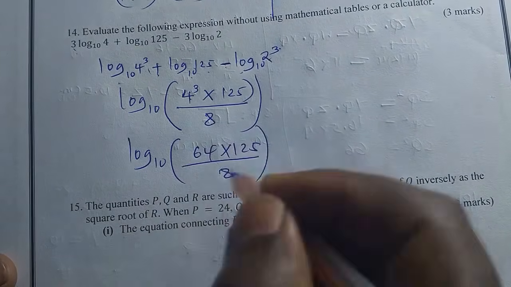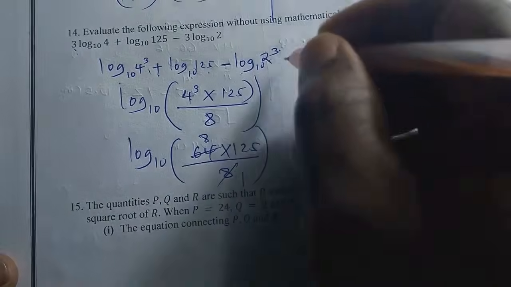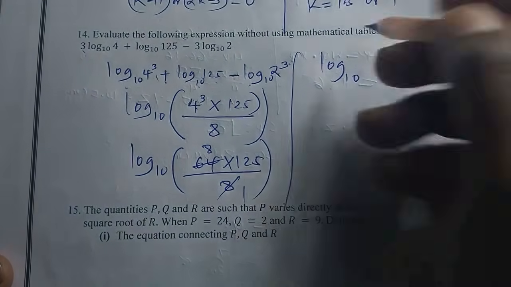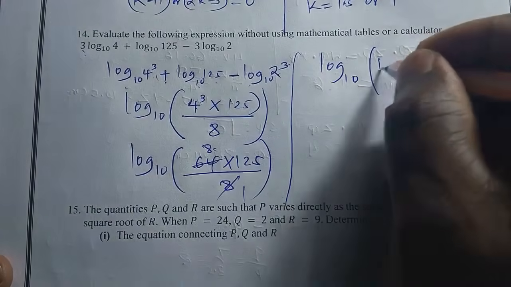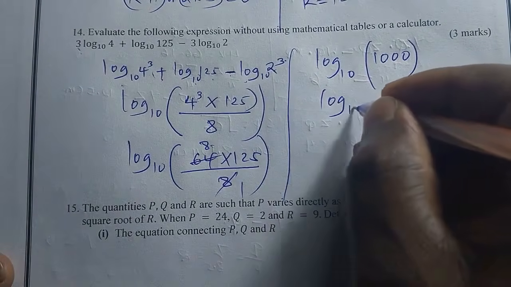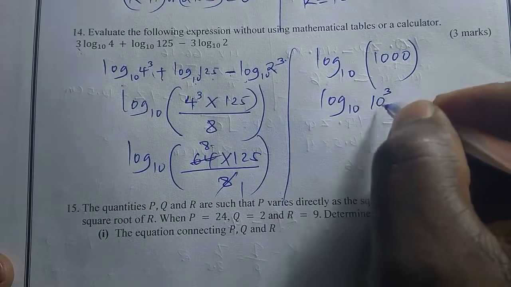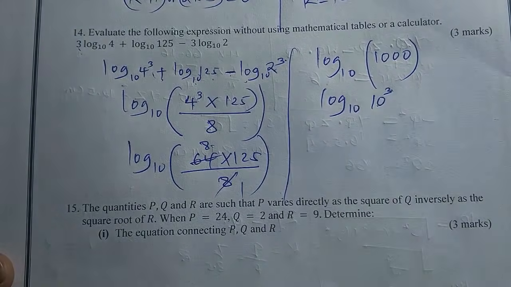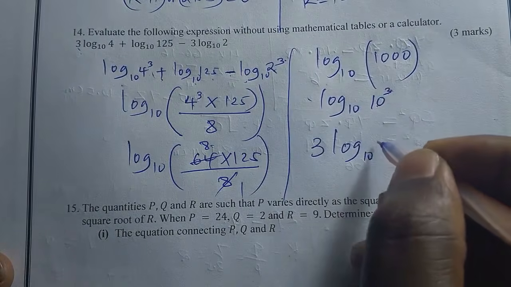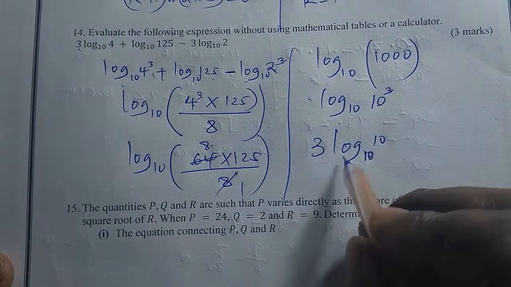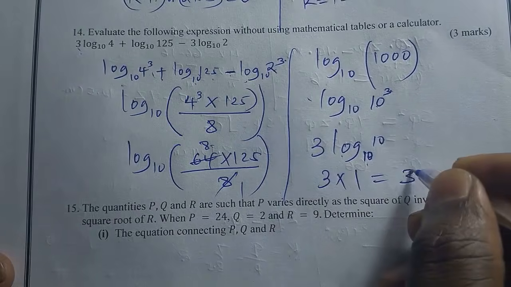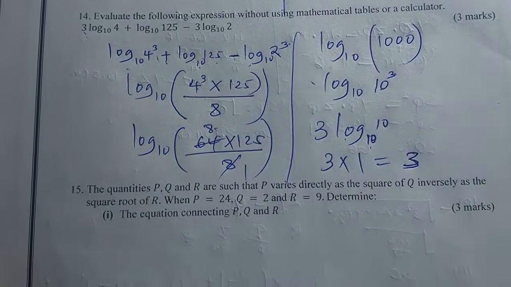But we know this one here, 8 here. So this is the same as log base 10 of 1000. We know 1000 is the same as 10 raised to power 3. Bring this power back here, that is 3 log base 10 of 10. So log base 10 of 10, the answer is 1. That is 3 times 1, and the answer is 3. So by so doing, you have solved without using a calculator.